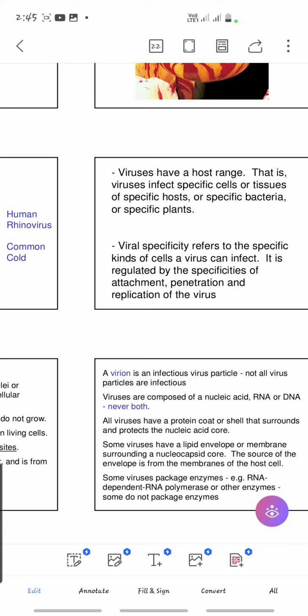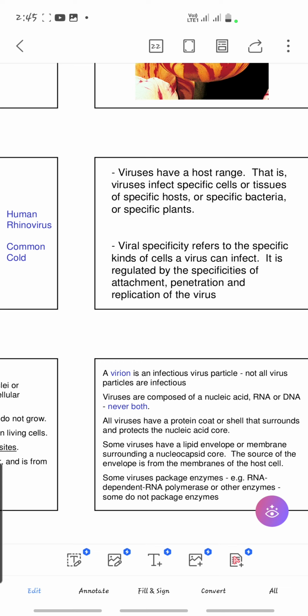The source of the envelope is from the membrane of the host cell, and some of the viruses package enzymes, particularly the RNA-dependent polymerase or other enzymes. Some do not package enzymes. Okay? So this is just an example of a virus that packages enzymes, like the RNA-dependent polymerase or other enzymes, while some viruses do not have a package of enzymes.